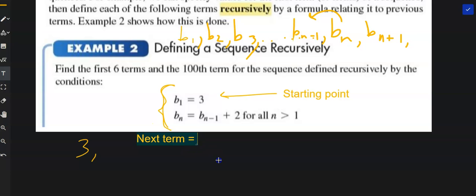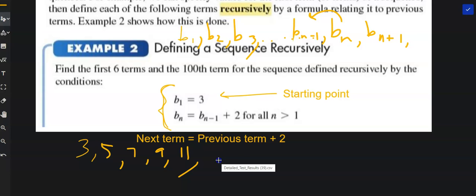So the next term is equal to the previous term plus 2. So what's the rule telling me to do to find the next term? Add 2. Thank you very much. So what do you think comes after 3? 5. Good. And 7 and 9 and 11. This is fantastic for finding the first 5 or so terms. Horrible for finding the 100th term. I would not want you to use this to find the 100th term. I would want you to use an explicit formula.